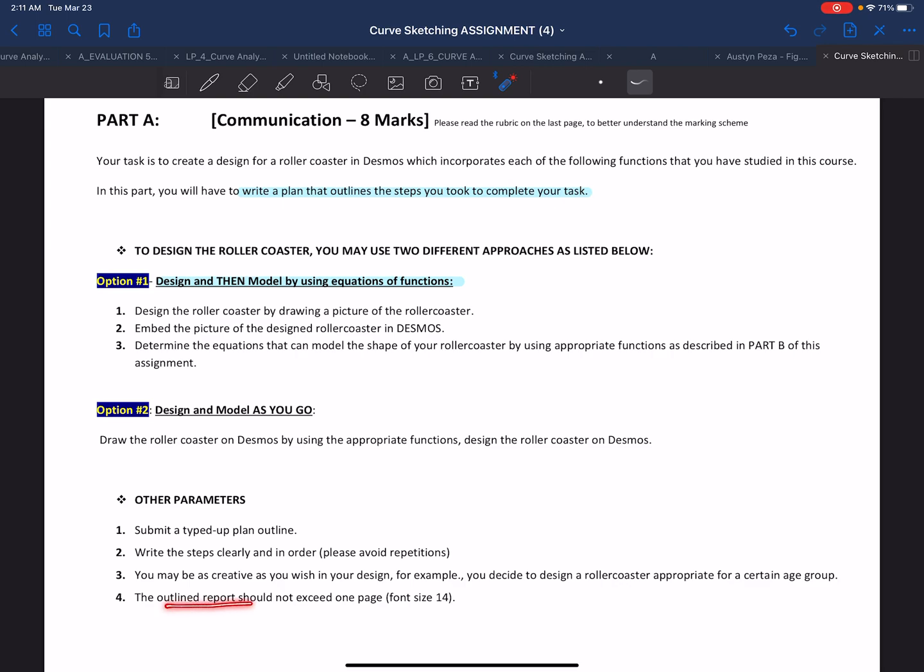Now the outline report, keep in mind, should not exceed one page, okay? It can be as short as about half a page, a little bit longer than half a page, but no longer than one page. So that's part A.